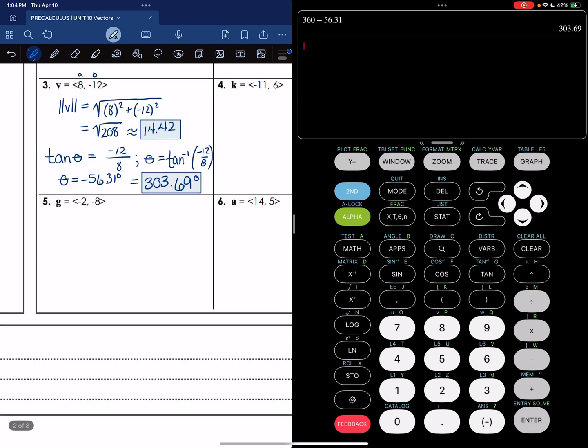All right, now last one. Why don't you guys try this one on your own? What would be the magnitude for vector g? Pause the video and try that one on your own.